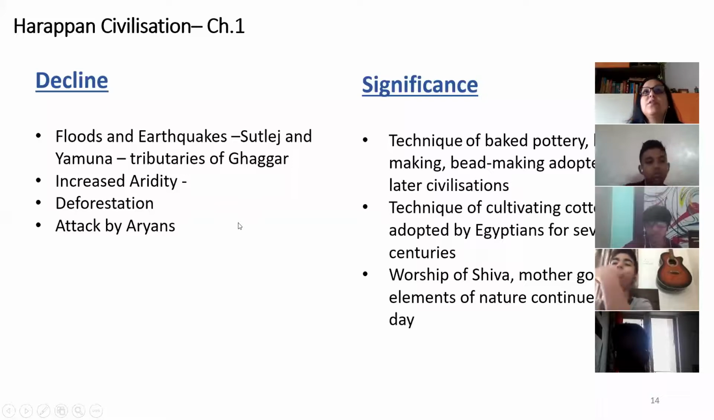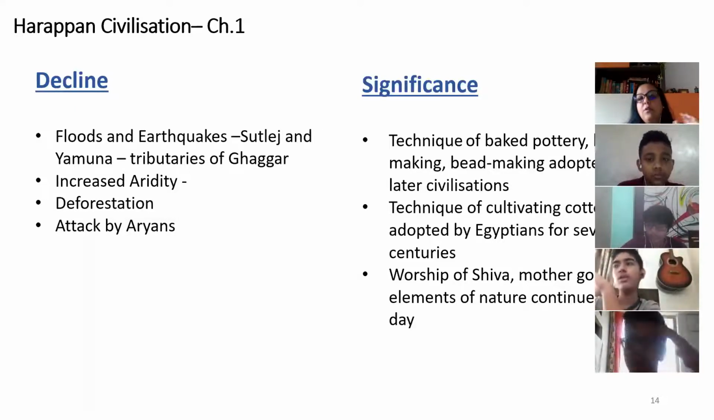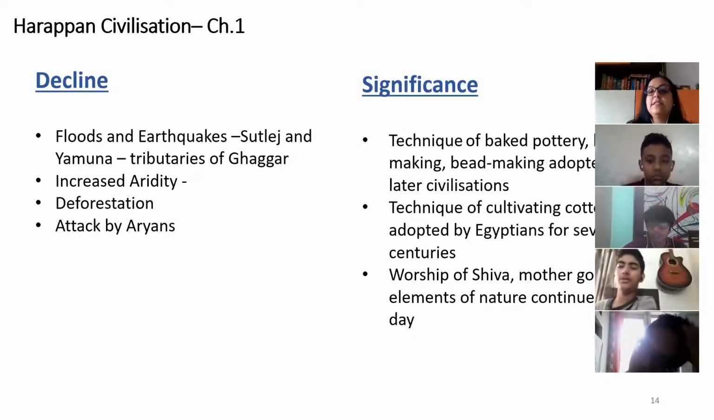So yesterday we saw the features of town planning. We saw the features of houses, how the houses were planned. What was the layout of a house? What was the layout of the city?